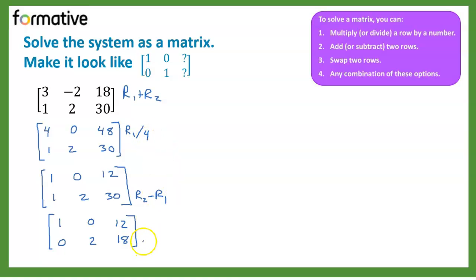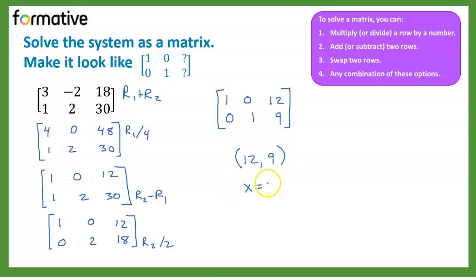Same thing we did up here. We just divide by 2. And we get 1, 0, 12. 0 divided by 2 is 0. 2 divided by 2 is 1. 18 divided by 2 is 9. So what is our answer? Well, our answer is 12, 9. Or we could write it as x equals 12, y equals 9.